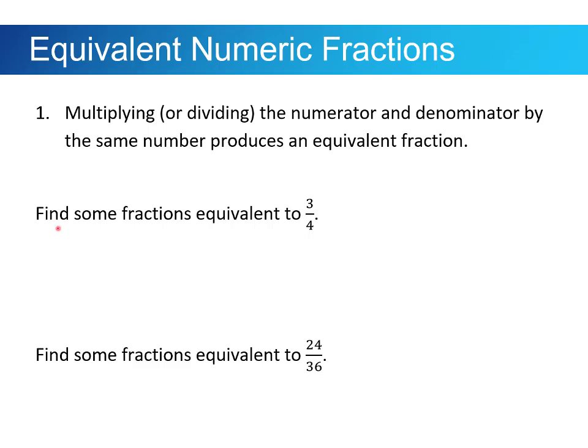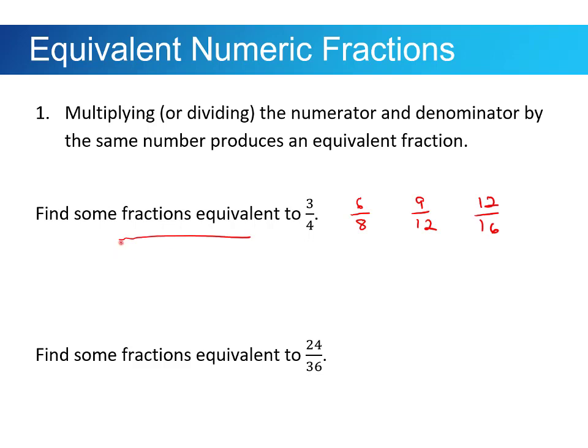For example, find some fractions equivalent to 3/4. Well, if I multiply the top and the bottom by 2, I get 6/8. If I multiply the top and the bottom by 3, I get 9/12. If I multiply the numerator and denominator by 4, I get 12/16. And we can use the pictures to reason out why this is reasonable.